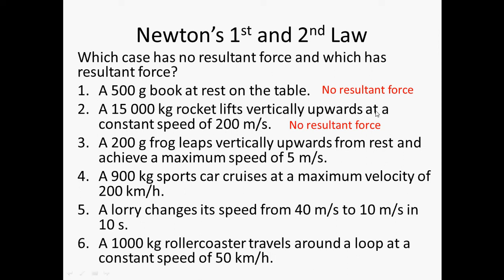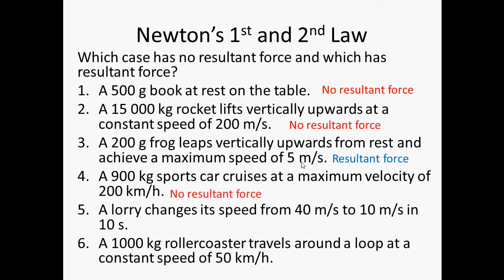Alright. Number 3, a frog leaps vertically up from rest and achieves a maximum speed of 5 meters per second. Obviously, there is resultant force. Why? Because there is a change in speed, change in velocity from 0, which is at rest, to 5 meters per second. Number 4, a car cruises at the maximum velocity of 200 km per hour.